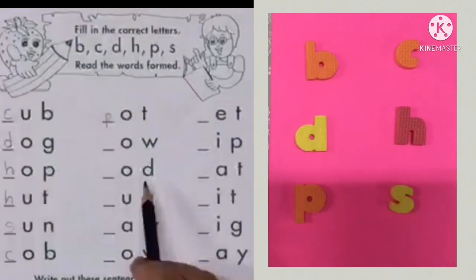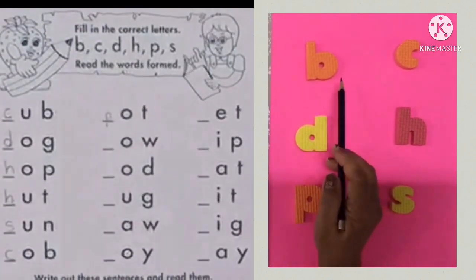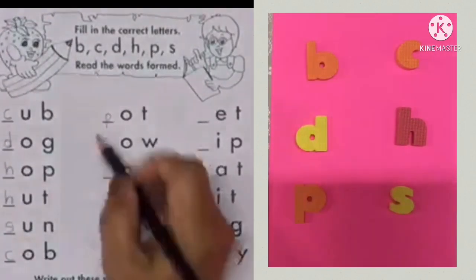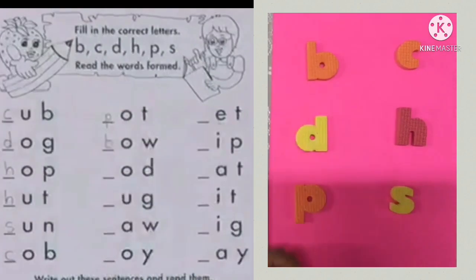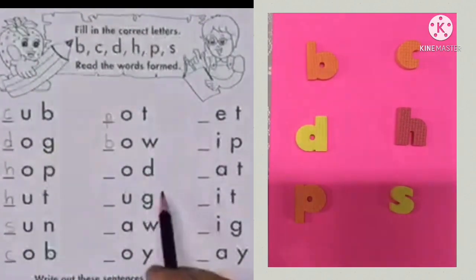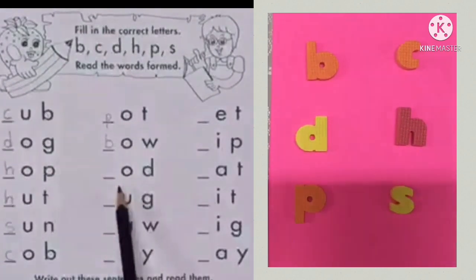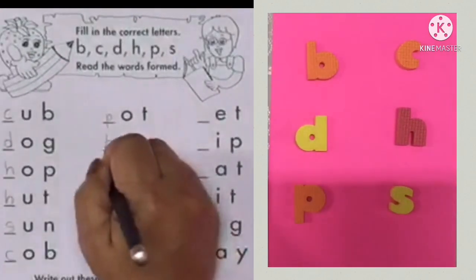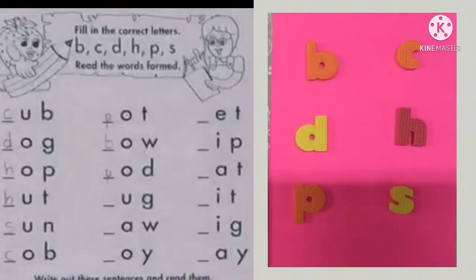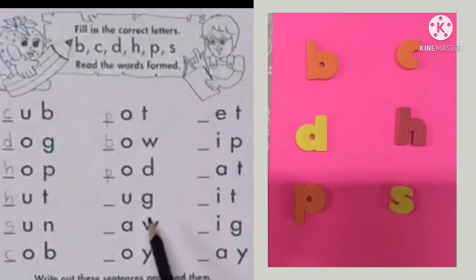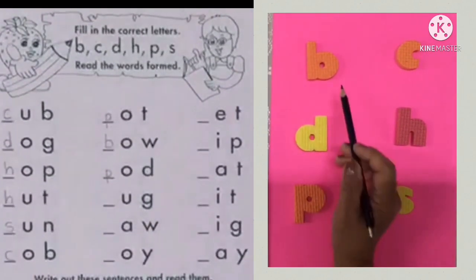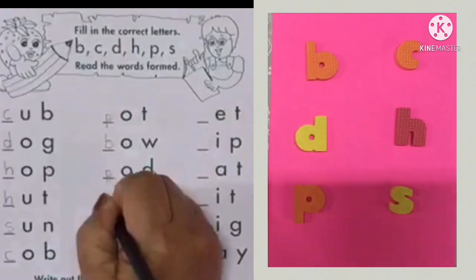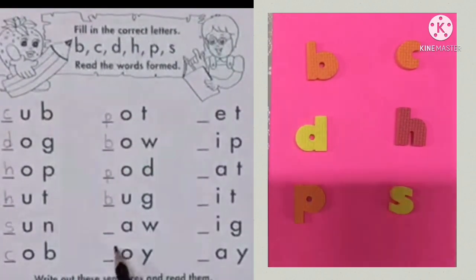Alright. The next word that I would like to make is bow. Is this B? Yes. And what letter is it? B. The next word I would like to make is pod. Is this P? No. Is this P? Yes. Pod. The next word I would like to make is bug. Is this B? Yes. So what letter is this? B.